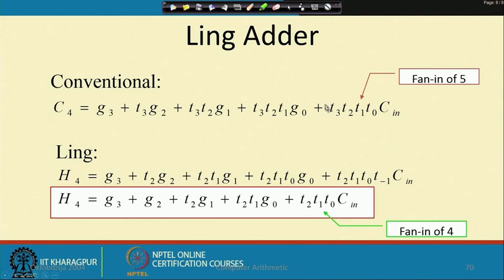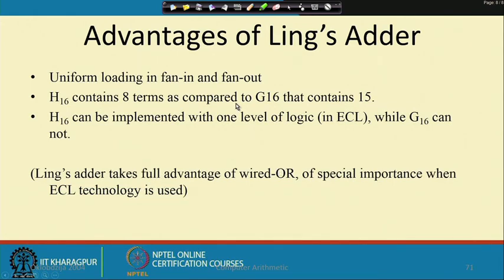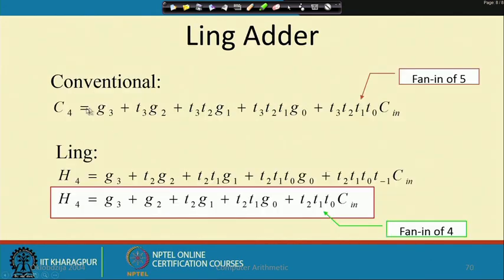So, these 5 requirements in the conventional carry lookahead adder have been reduced in the Ling equation; here the fan in is 5, and there the fan in is 4. So, we can reduce the delay. Then what is the advantage of the Ling adder? Uniform loading in fan in and fan out. H16 contains 8 terms as compared to G16 that contains 15.